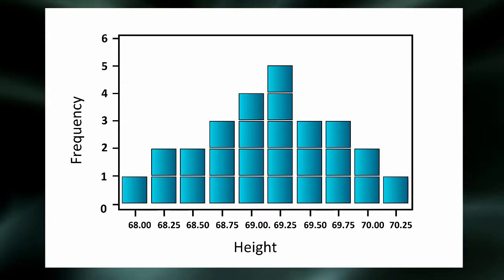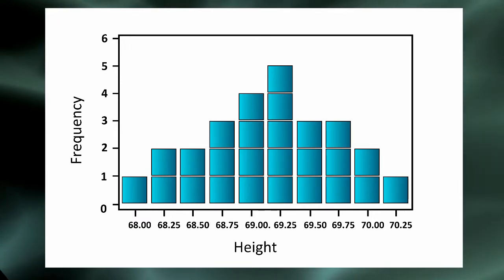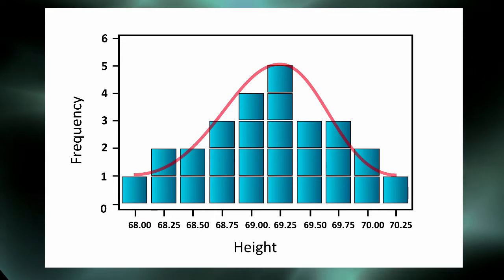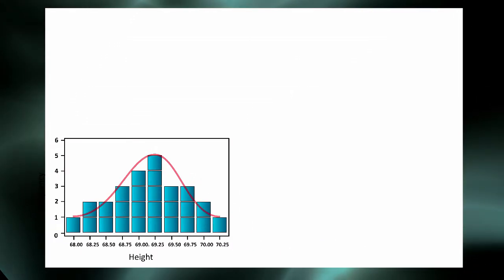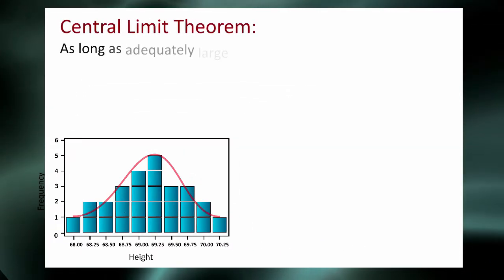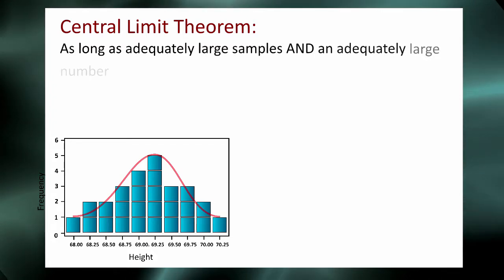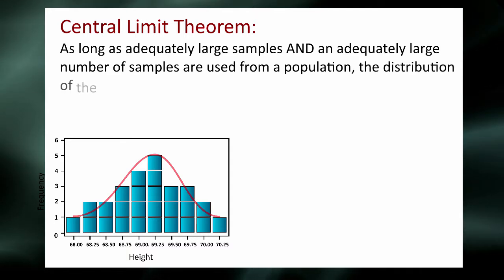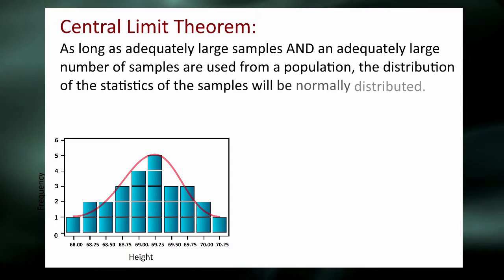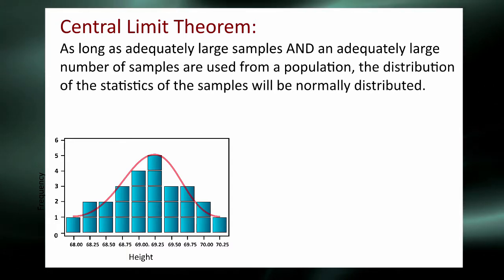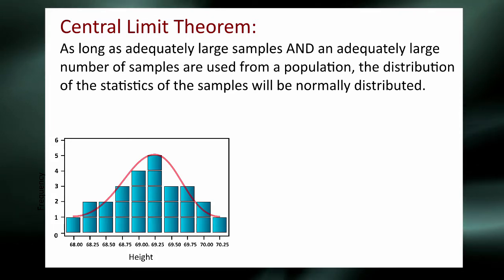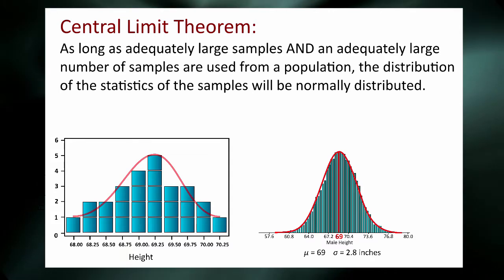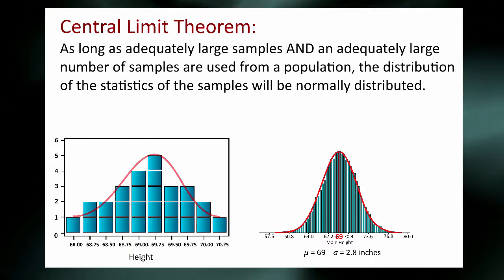That is, as we draw more and more samples, the distribution of the sample statistics will become more and more normally distributed. This result is known as the central limit theorem, which states that as long as adequately large samples and an adequately large number of samples are drawn from a population, the distribution of the statistics of the samples, whether of mean, proportion, standard deviation, or any other statistic, will be normally distributed.